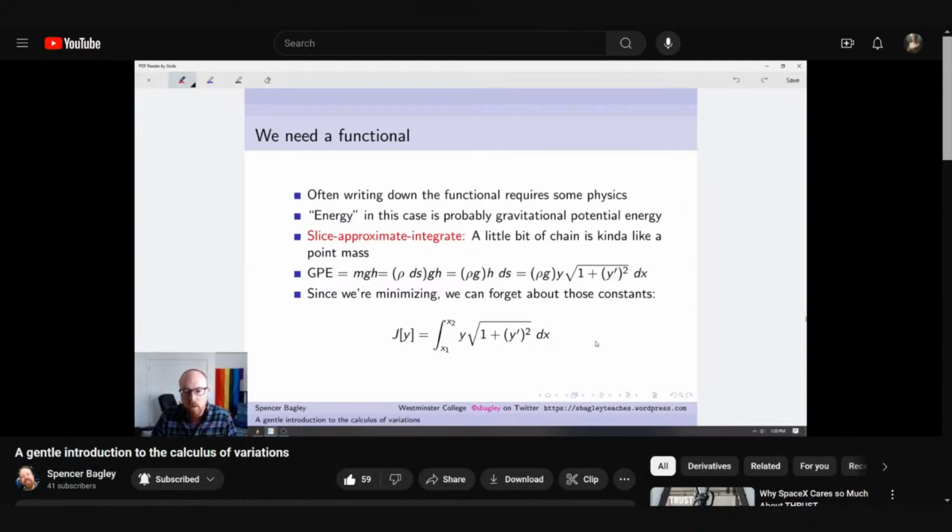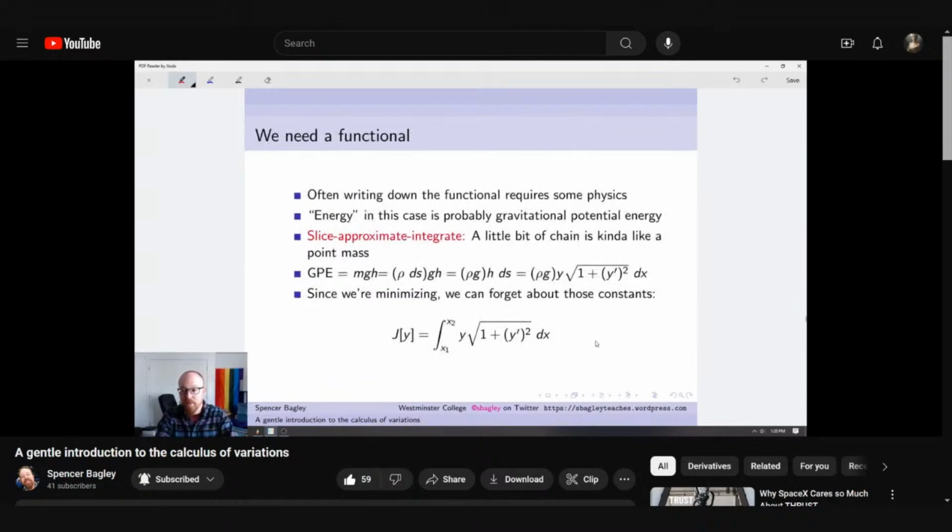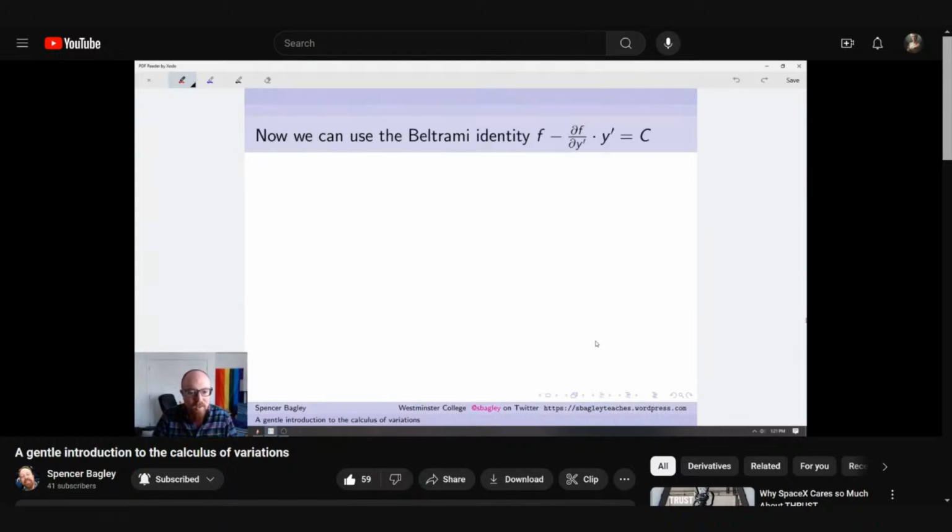Okay. Well, that's neat. I'm noticing that there's no x's in there, right? This is an autonomous situation. If I shift the chain from left to right, probably nothing is going to change because gravity is the same if you move 1 foot to the right. That means that we can use the Beltrami identity.